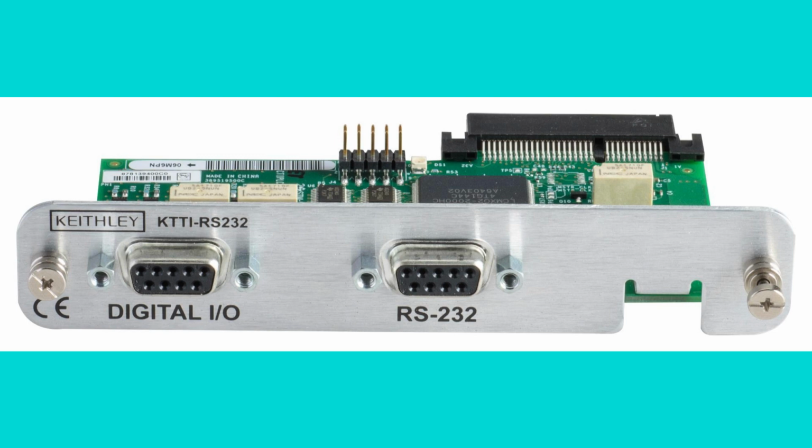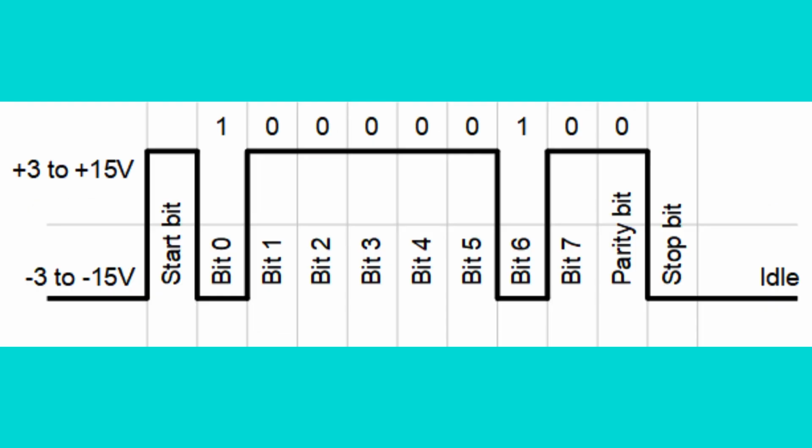In this figure, we can see the DB9 connector used for connecting a cable to communicate over RS-232 interface. This figure shows the voltage levels used for RS-232 communication. Logic level 0 corresponds to voltage level between +3 volts to +15 volts, and logic level 1 corresponds to voltage level between -3 volts to -15 volts.